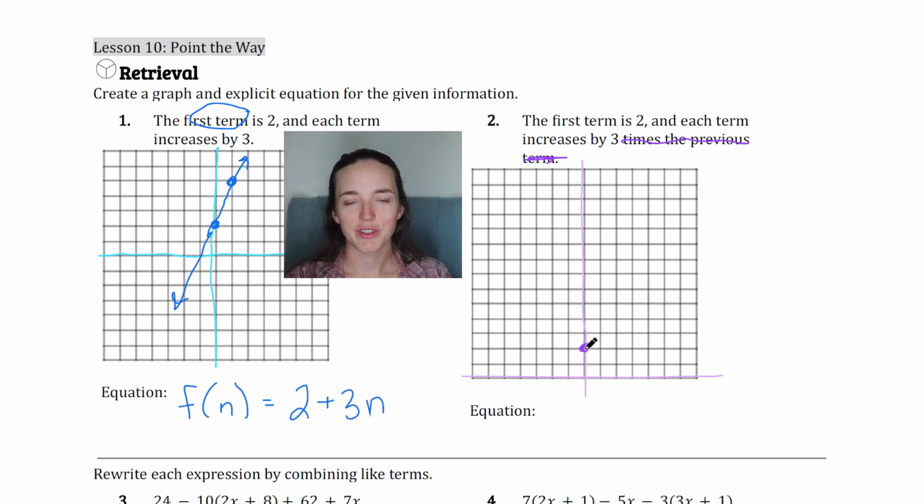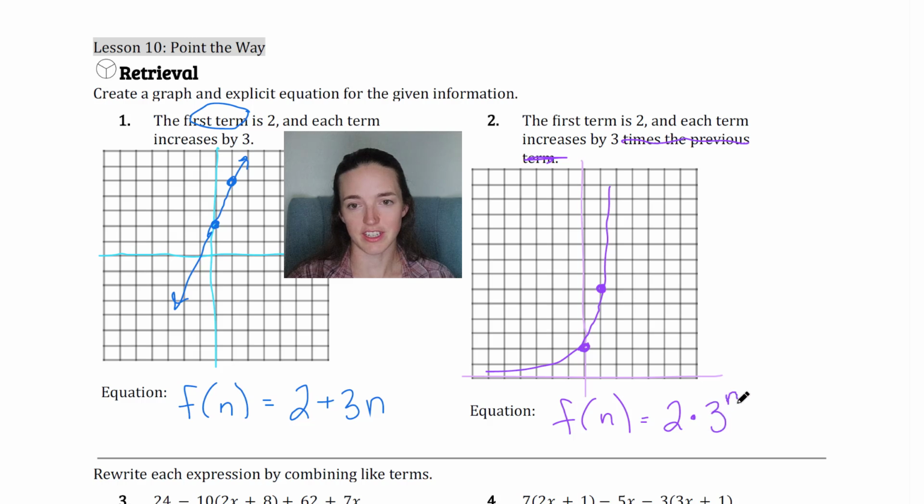Okay, so we start at 2, times 3 would get us to 6. 3, 4, 5, 6. Times 3 would get us to 18. I don't think that's going to fit on here. It's not. What do you know? Wow, this problem is terrible. I know that since it's multiplying, it's going to be a curve, not a straight line. And then my equation is f of n equals, starting value is 2, times 3 raised to the n.